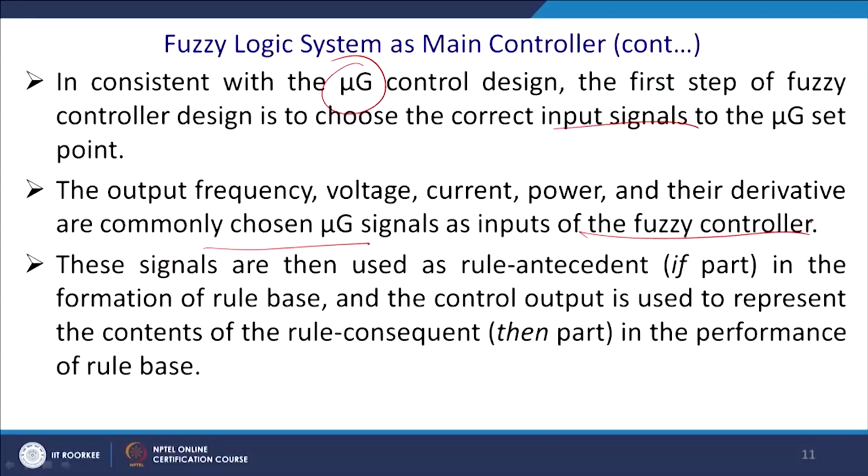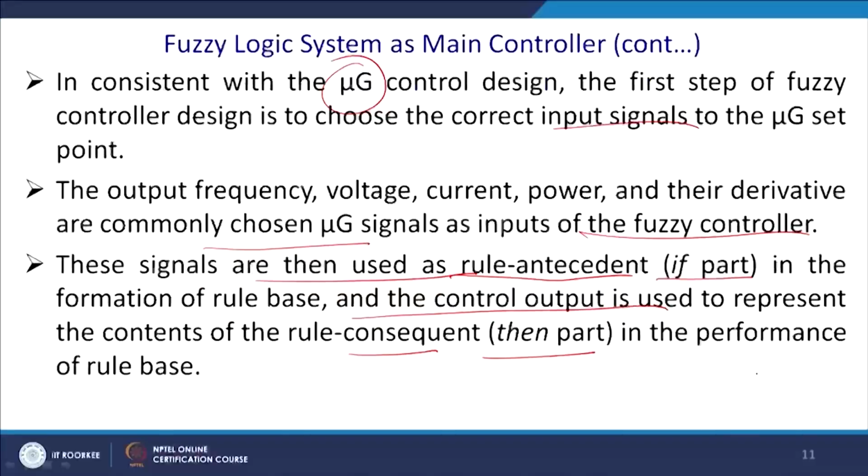Thereafter, what has been done? These signals are then used as rule antecedents, that is the if part. So this is the if. Now voltage is this, current is this, power is this, frequency is this, load is this, in the formation of the rule base, and the controller output is used to represent the content of the rule consequent, that means it is called the then part in the performance of the rule base.